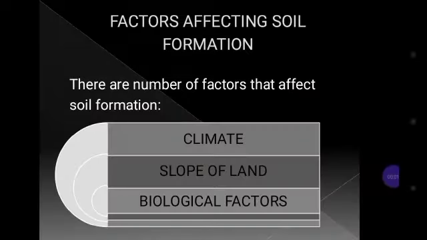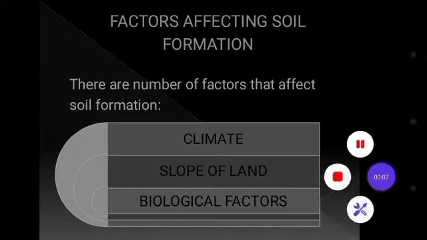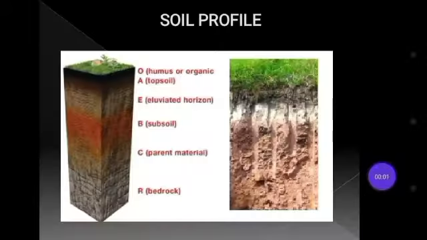The second factor that affects the soil formation is the slope of land. Our next topic is soil profile. A vertical section, as shown in the figure, that shows the layers of soil is known as soil profile.